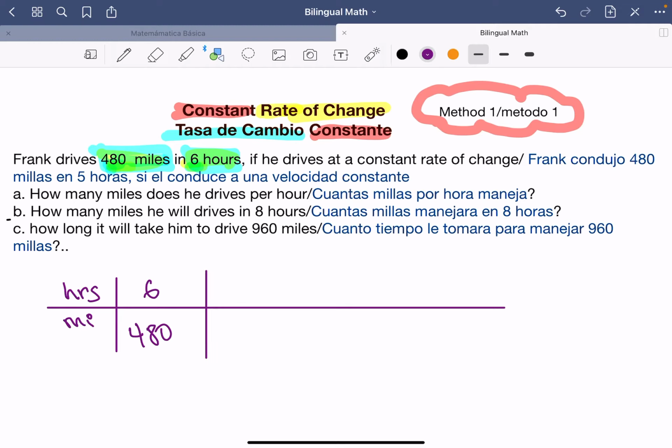Now, right here, because it says it's a constant rate of change, we should be able to find the equation to find the number of miles, okay? So how I'm going to do it is: 6 times what number is 480? 6 times what number is 480? Because it's at a constant rate of change, I need to multiply 6 times 80, because we know 6 times 8 is 48. So that means 6 times 80 is going to be 480.